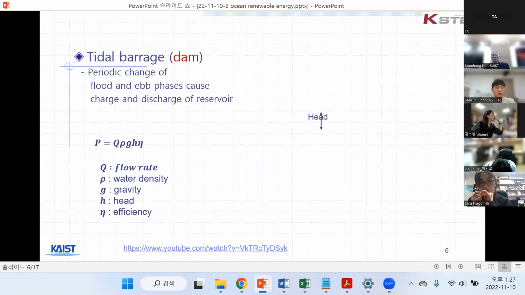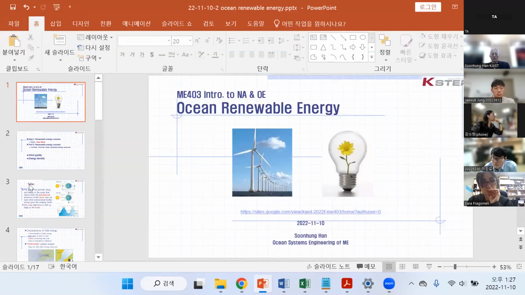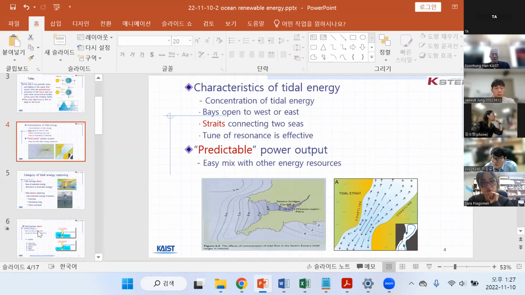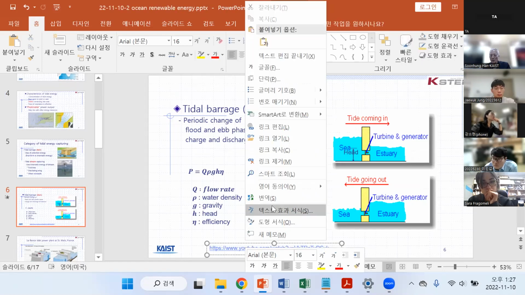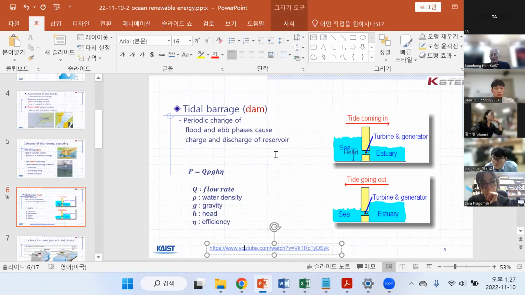Okay, so there is a kind of tube here. But there's a dam type, which uses the change of fluid level. So tidal water comes into the dam, and then they close the door, and after that, you can use it. Then the power output can be calculated by flow rate, water density, gravity head, and efficiency.